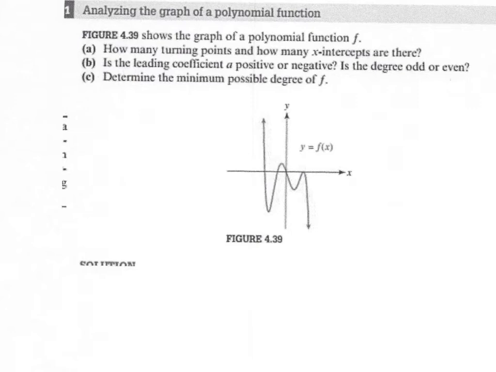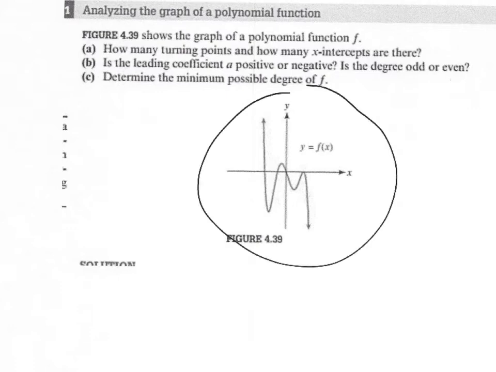So question number 1. Figure 4.39 shows the graph of a polynomial function f. So you have this function over here, which is not a quadratic, it's a polynomial, and that's the goal of this section. Question A: how many turning points and how many x-intercepts are there?